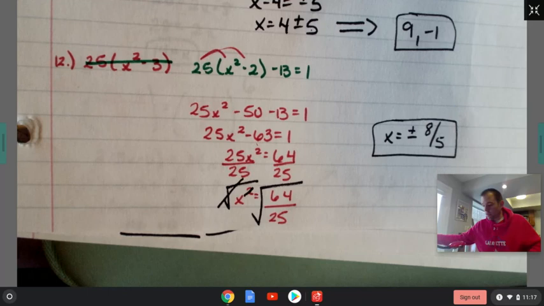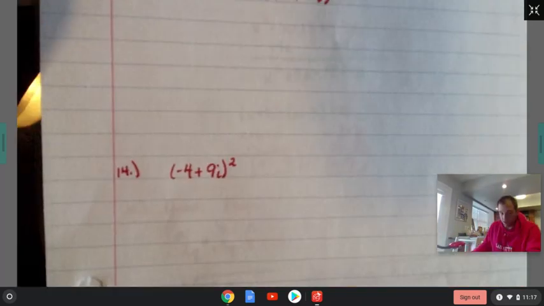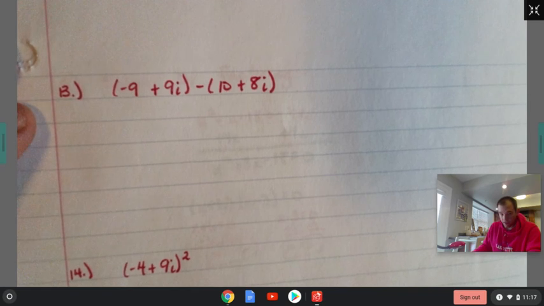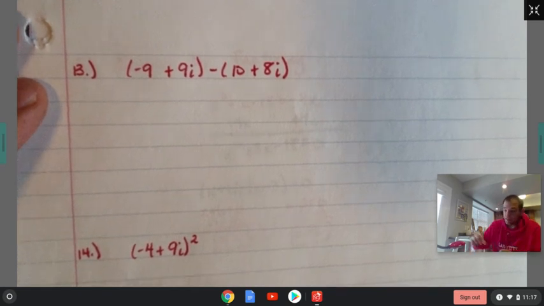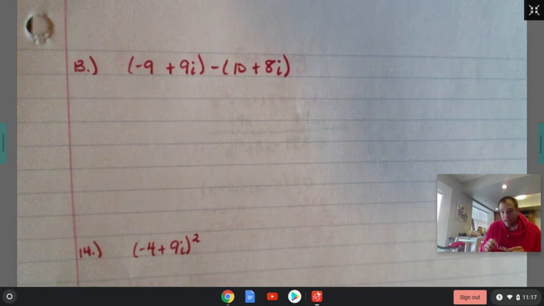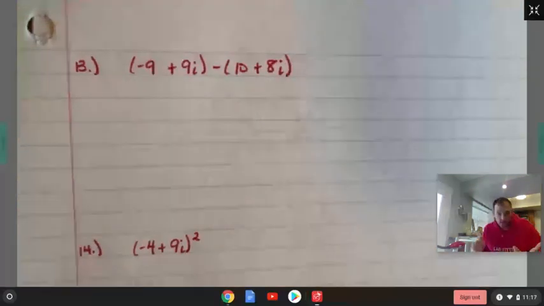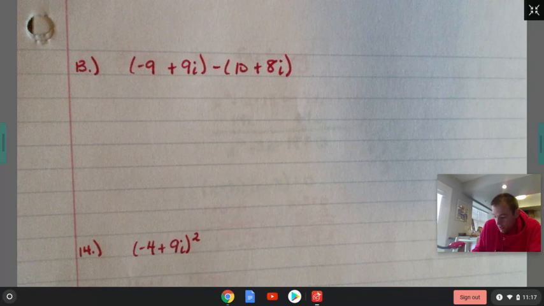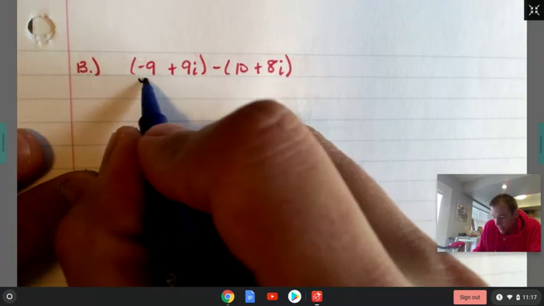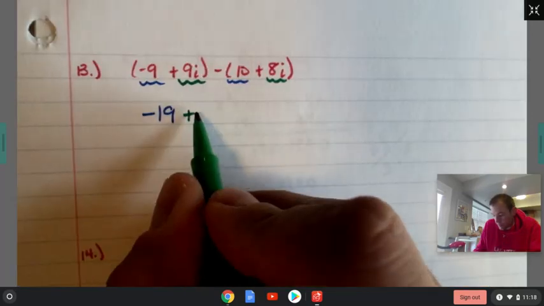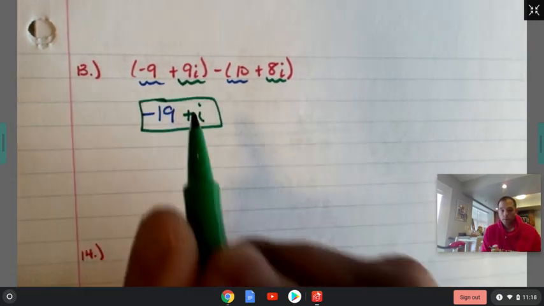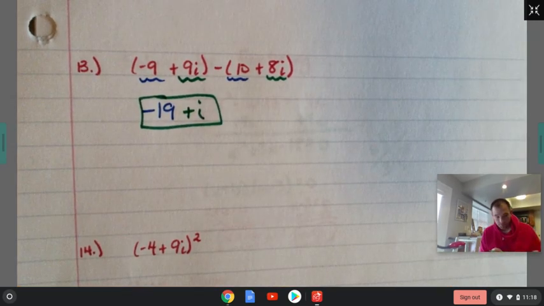Number 13 is imaginary numbers. It just wants us to add or subtract them. In this case, it is subtract. So basically, just find the like terms, right? If they have i, they are like terms. If they don't have i, then those are like terms. So negative 9 minus 10 is negative 19. And then 9i minus 8i is just plus i. 9 minus 8 is 1. And we're done. Just find the like terms and put them together.